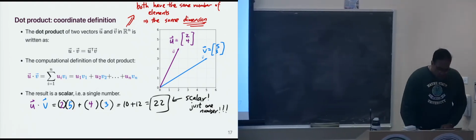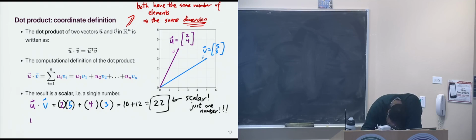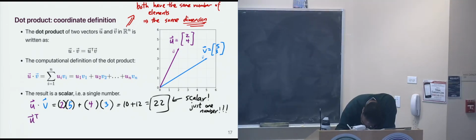Okay. Now, I can also write the dot product, and we're going to need to do this soon, as the transpose of one vector multiplied by the other. Here's what I mean. I can write it as U transpose, regular multiplication, V with no dot.